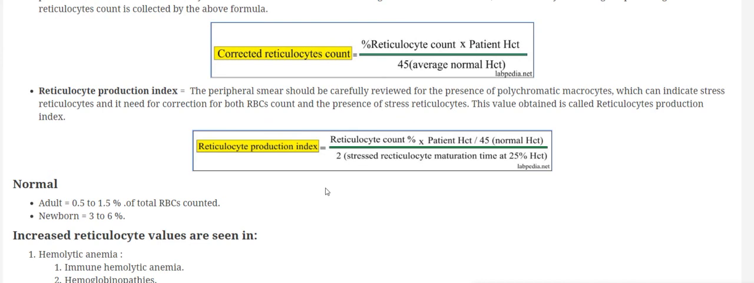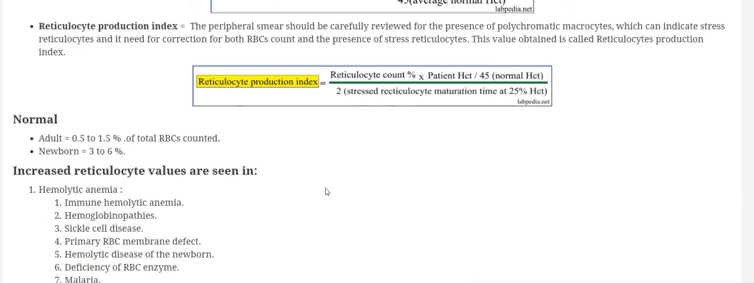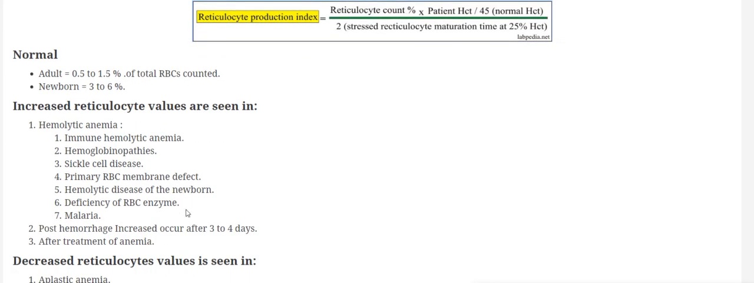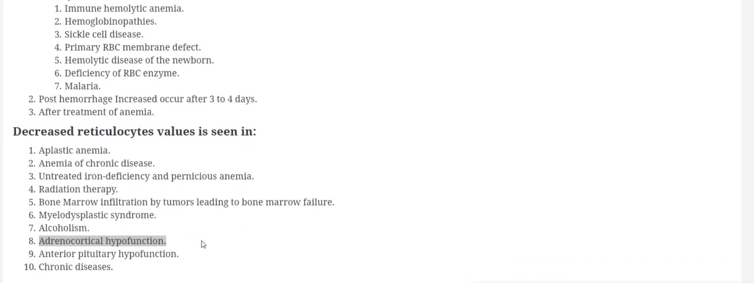Now, the normal level of reticulocytes in the adult is 0.5 to 1.5%. Newborn is 3 to 6%. Increased reticulocytes are seen in hemolytic anemias, post-hemorrhage, and after treatment of anemia.